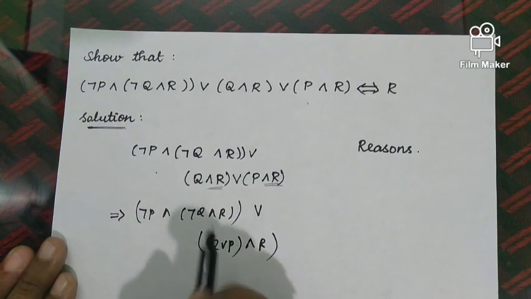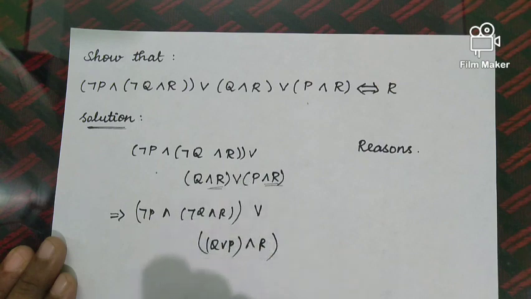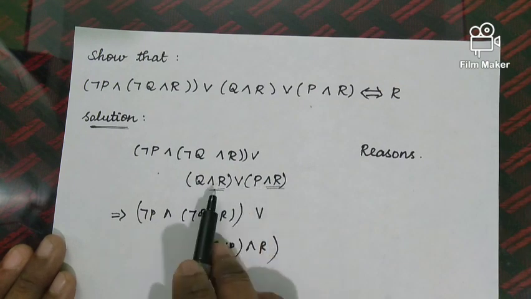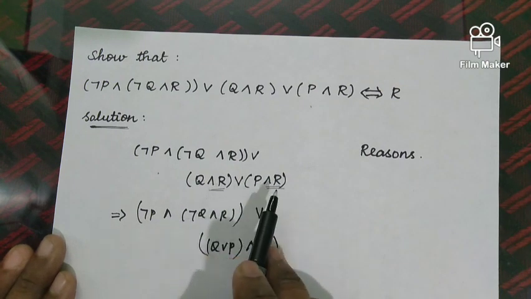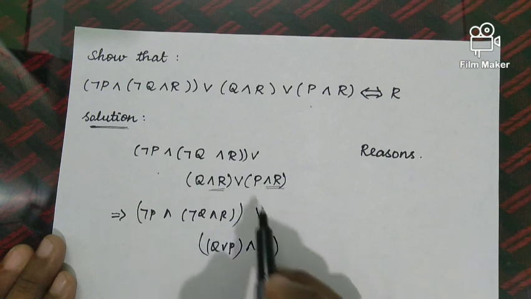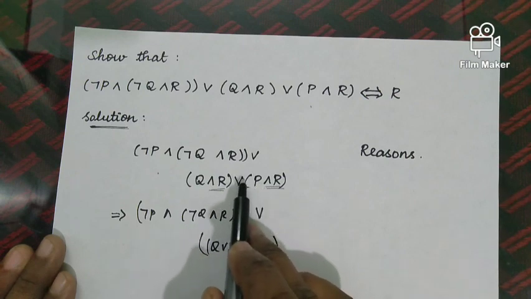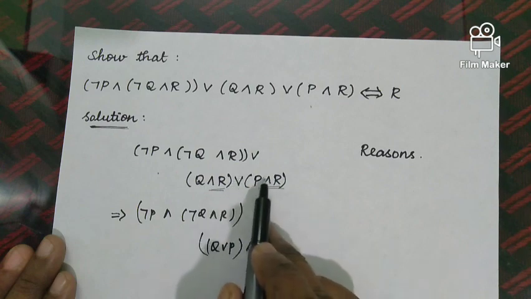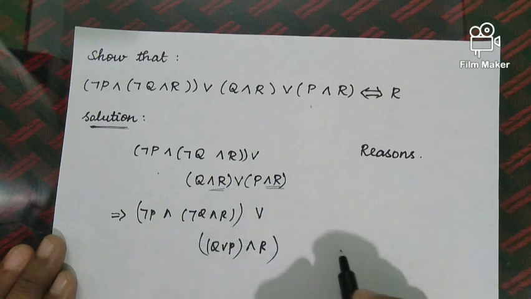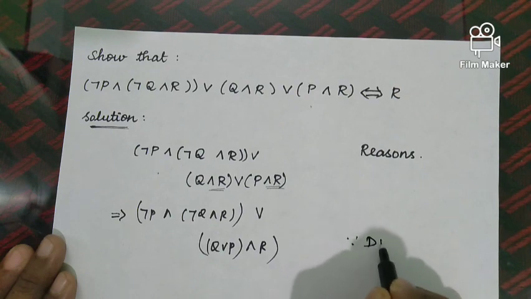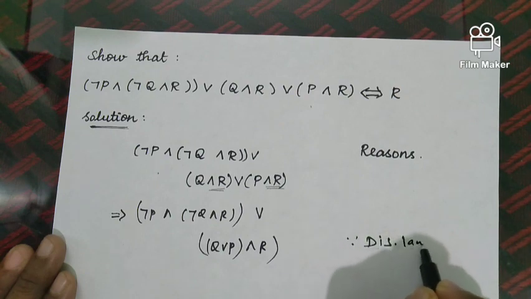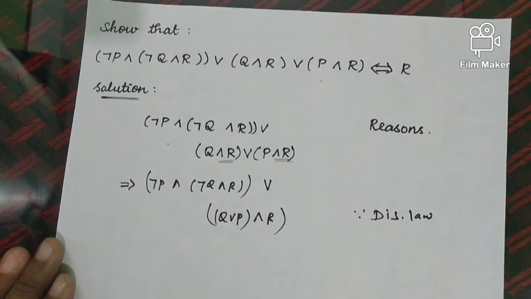So we have distributed this 'and R'. If two connectives are there, we have to apply the distributive law. In this way we have to remember, 'or' is there and 'and' is also there. If it is the case, we have to apply the distributive law. So here the reason we have to write is distributive law. Simultaneously we have to give the reason.